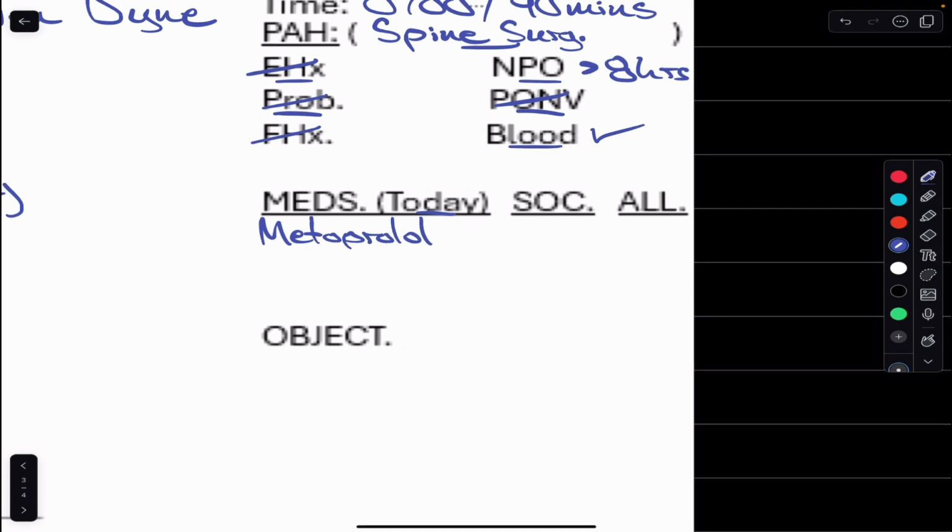Under their social history, I'll ask, do you smoke, drink, or use any drugs? All of those can be pertinent to how the patient will respond to different anesthetic medications. And then I'll ask, do you have any allergies that I should be aware of? For this example, we'll say they don't smoke, drink, or use any drugs, and they have no drug allergies.